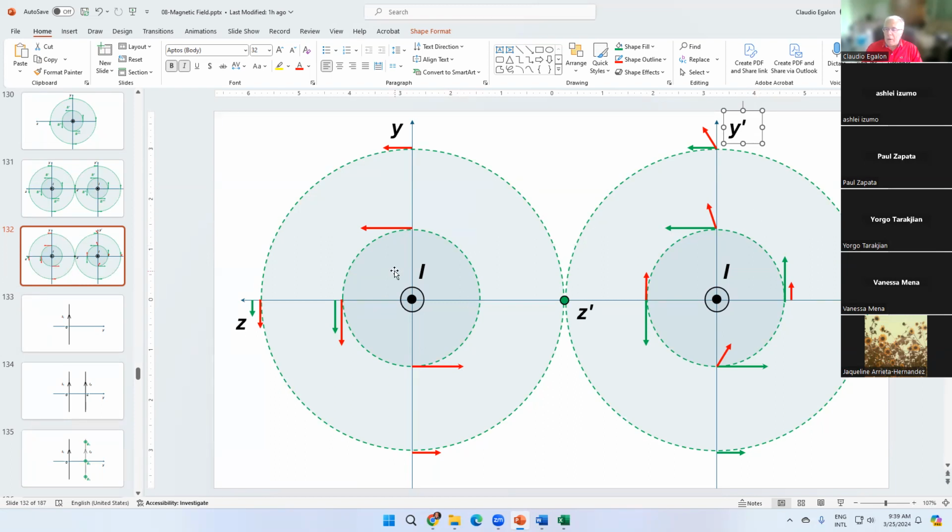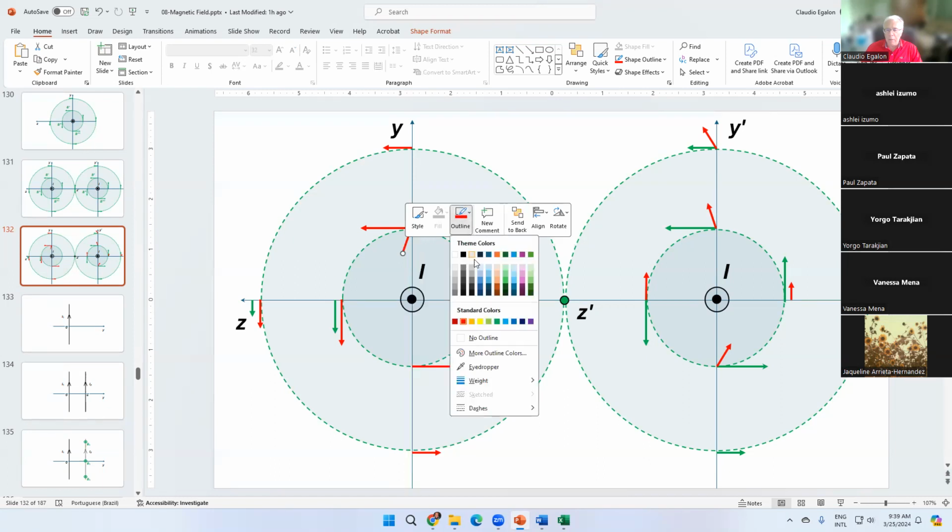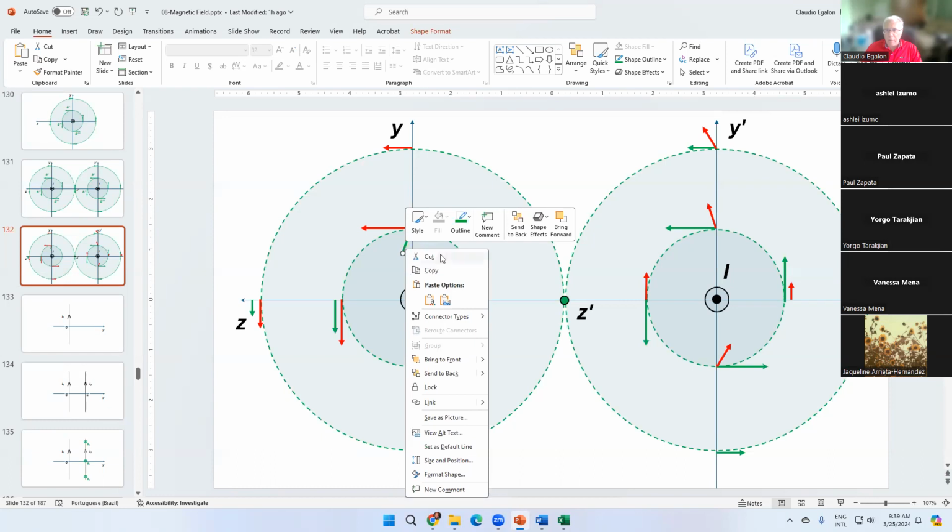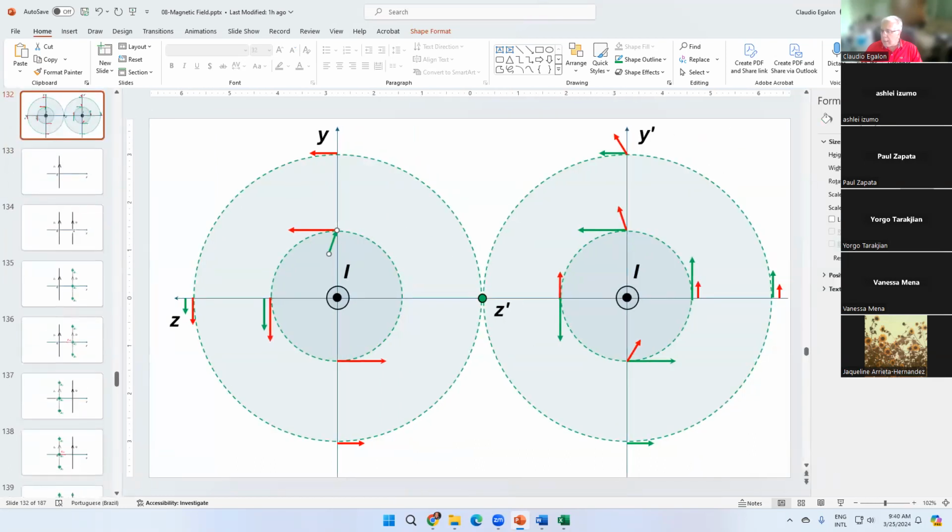And we have the same thing for the other ones here. Let's see. You go circulating. It's going to be like that. I will copy that like that. I'll put the green color here. And I'll change the direction of my arrow as well. Like that, right?